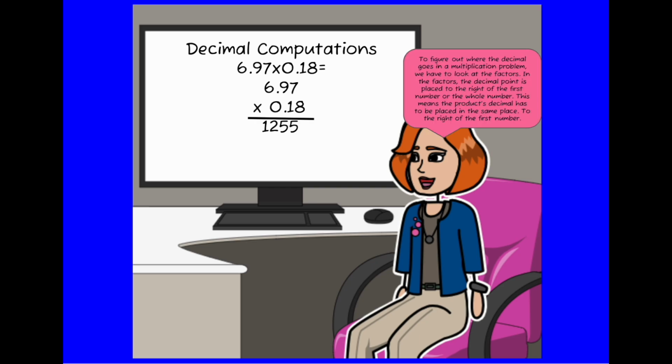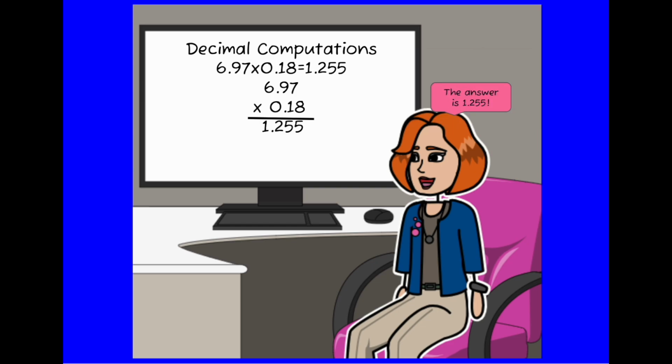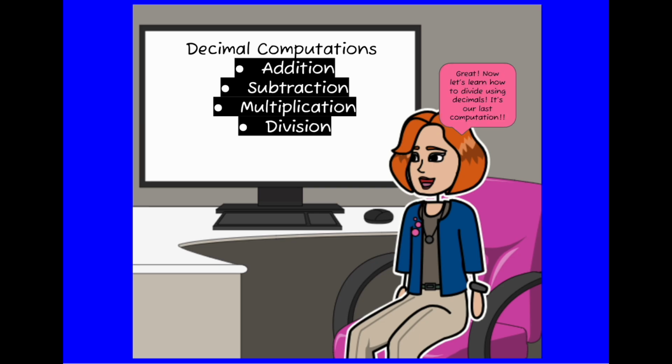To figure out where the decimal goes in a multiplication problem, we have to look at the factors. In the factors, the decimal point is placed to the right of the first number, or the whole number. This means the product's decimal has to be placed in the same place, to the right of the first number. The answer is 1 and 255 thousandths.